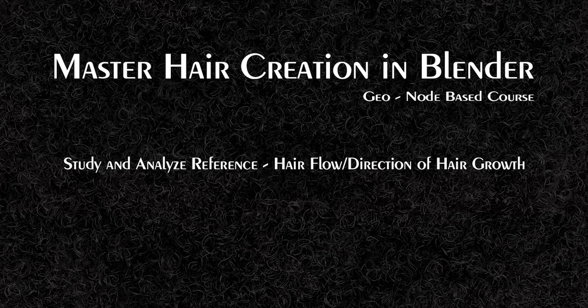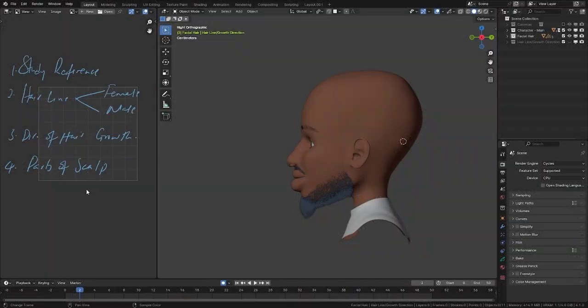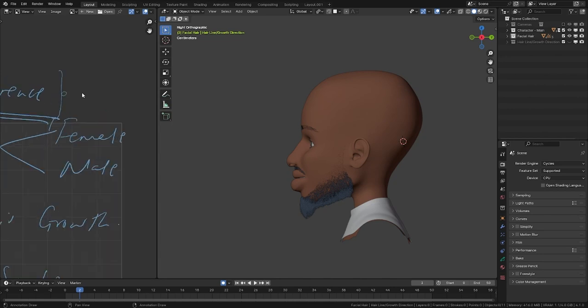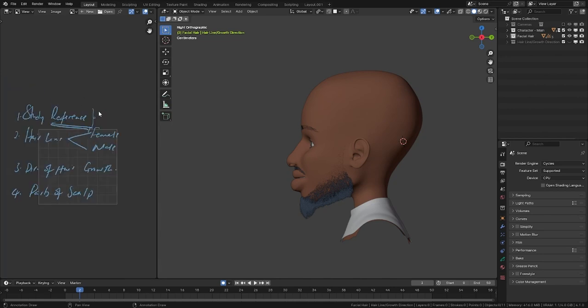About last time, we took a quick look into the introduction to the geometry hair system and particle hair system. This lesson is about reference, studying and analyzing reference, and we will mostly look into hairline, direction of hair growth, and parts of the scalp. The important thing to take into consideration whenever you're doing anything is that you need to have reference, so we need to start with real life reference.